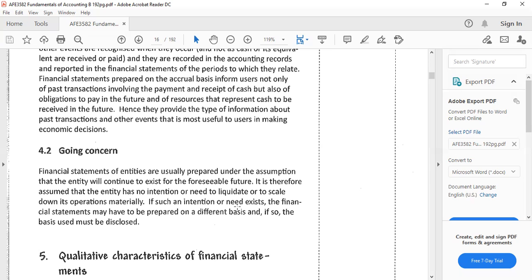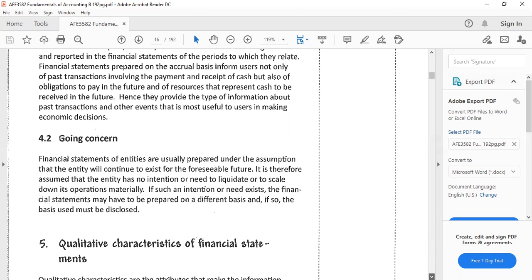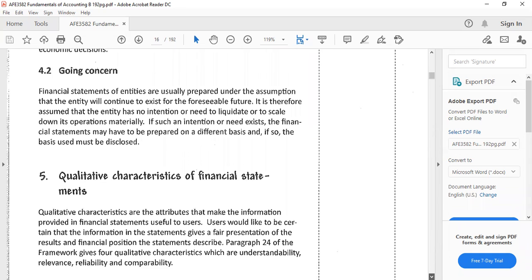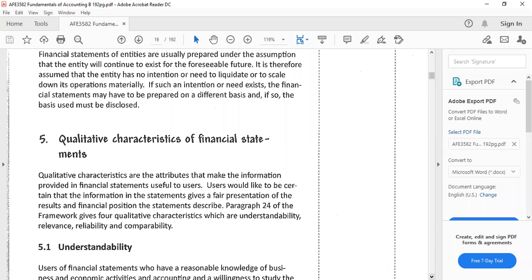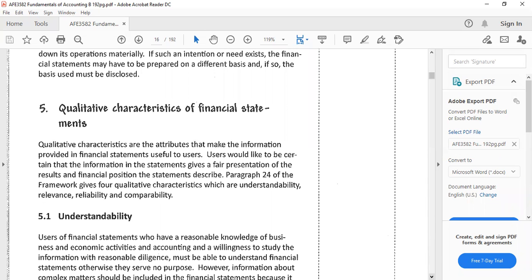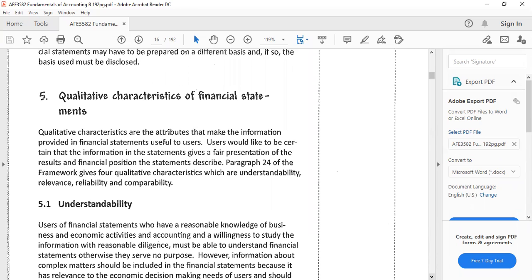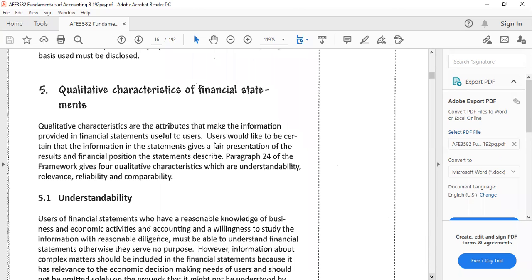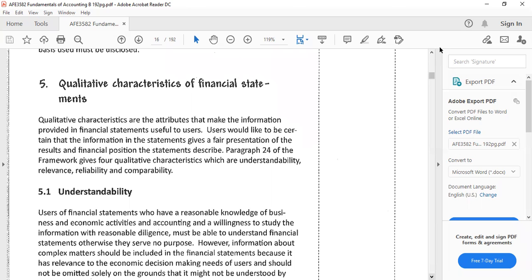And that you will do in accounting 2A. So those are the two assumptions of preparing your financial statements. So let's move on to the qualitative characteristics of financial statements. Now, what are the characteristics of your financial statements? What do they need to have?